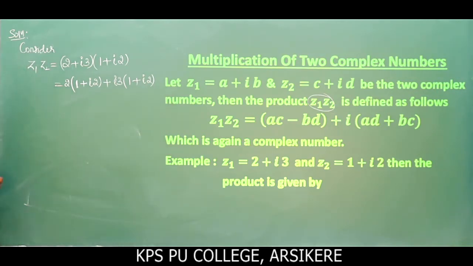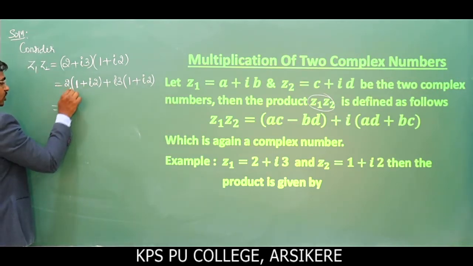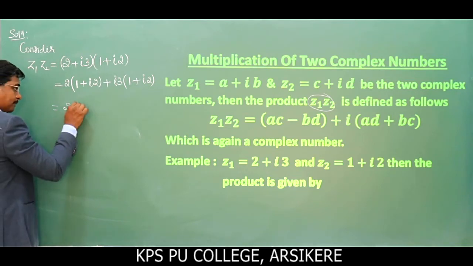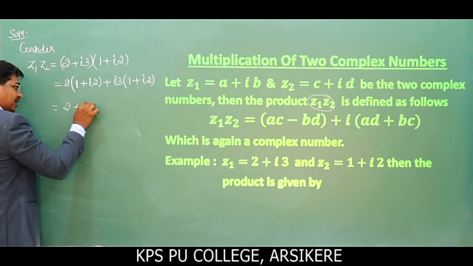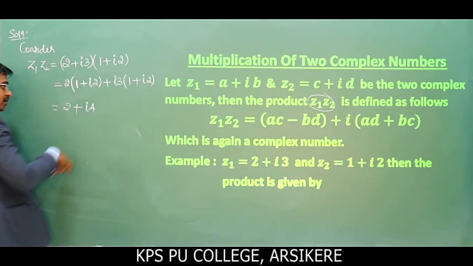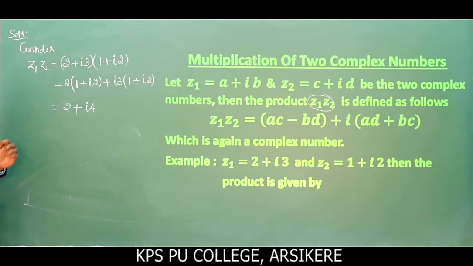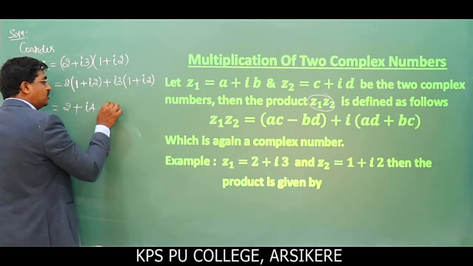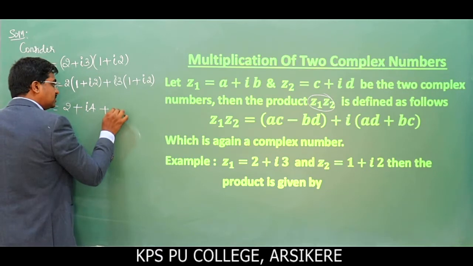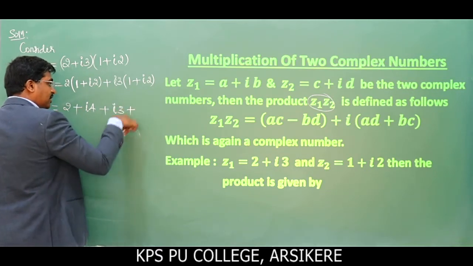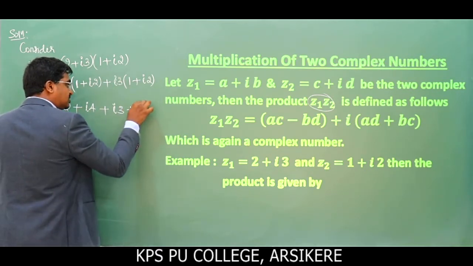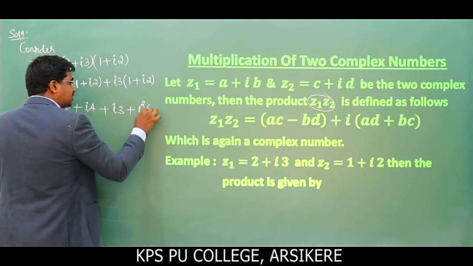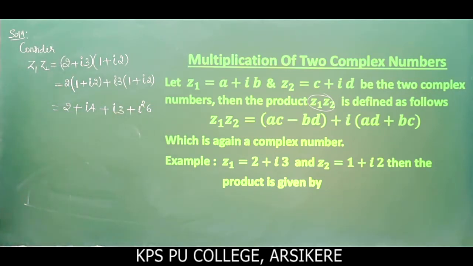Next step is very simple. 2 into 1 becomes 2 plus, first write i as it is, 2 twos are 4, that becomes i4 or 4 into i, plus this is also i into 3 into 1 is i into 3, plus i into i becomes i square, 3 twos are 6. Okay, this is Z1 into Z2.